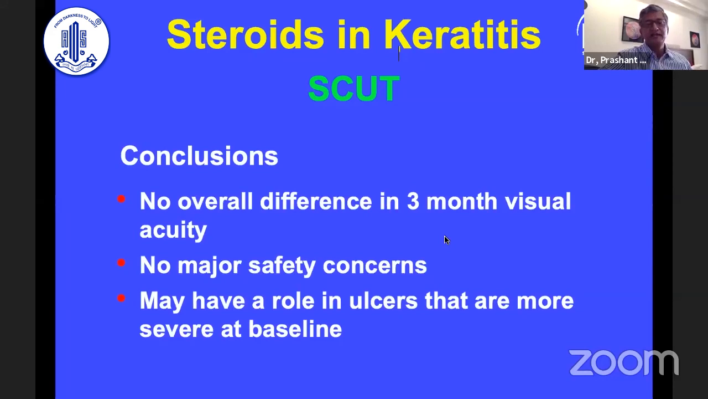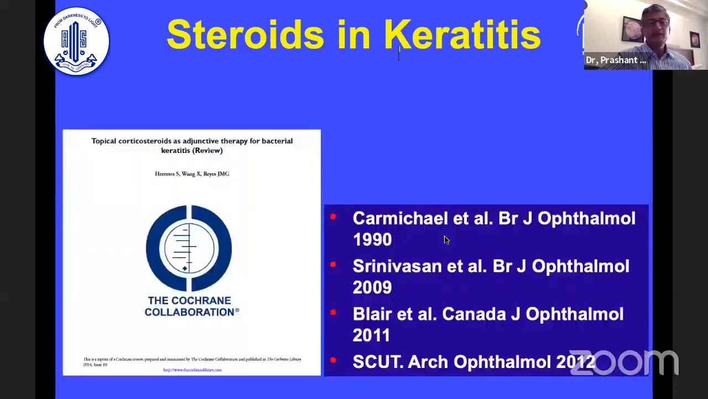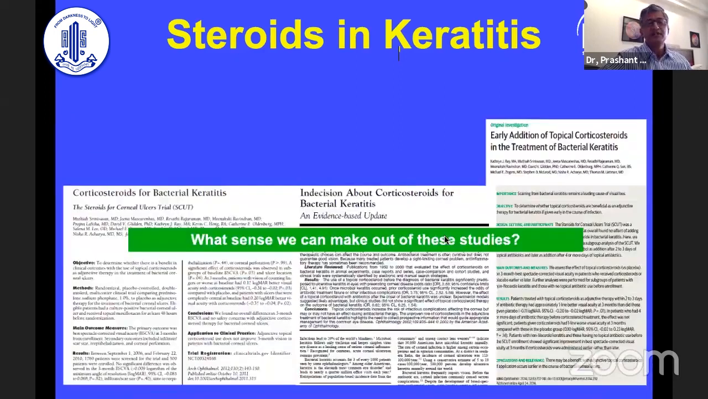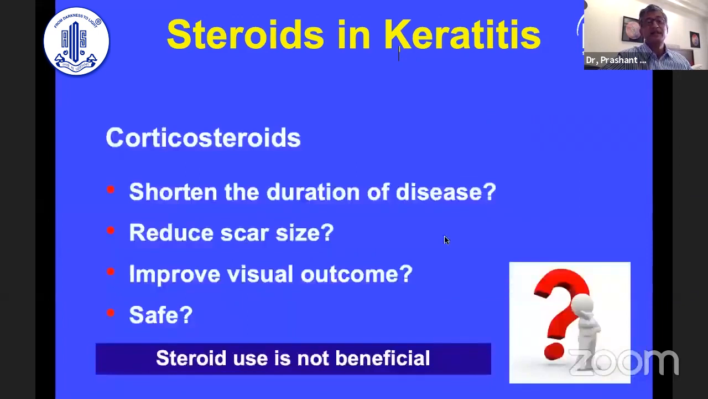Subsequent to this, a Cochrane review was published that again looked into various evidence in the literature so far, and they also did not find any beneficial effect of the use of corticosteroid. So what sense can we make from these studies? I think it is very clear that at this point of time, we do not have a conclusive benefit in the use of corticosteroid for corneal ulcer.